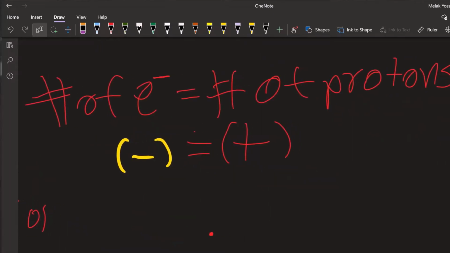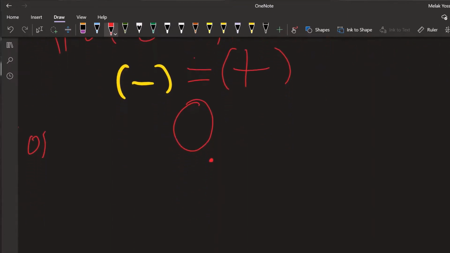For an atom, the number of electrons is equal to the number of protons, which makes sense because protons are positively charged and electrons are negatively charged, and those two charges have to be equal in order to cancel out and make a charge of zero, or neutral.